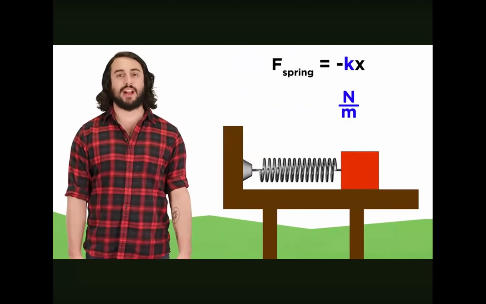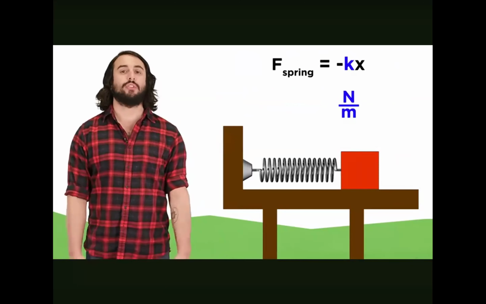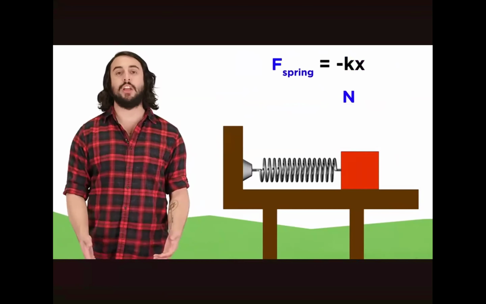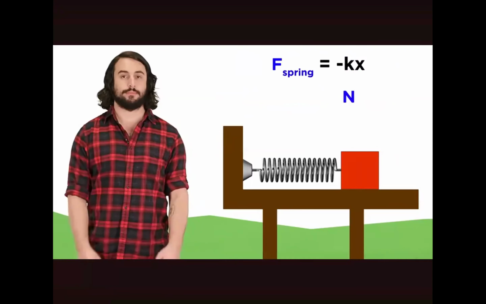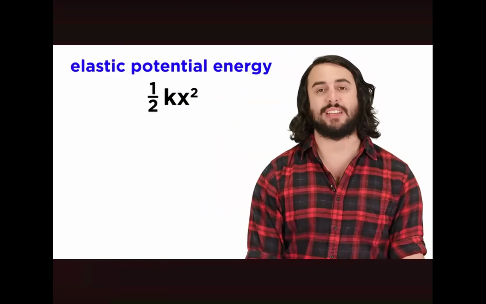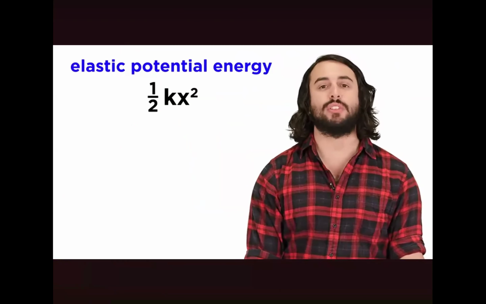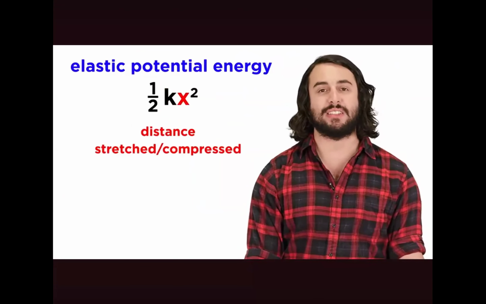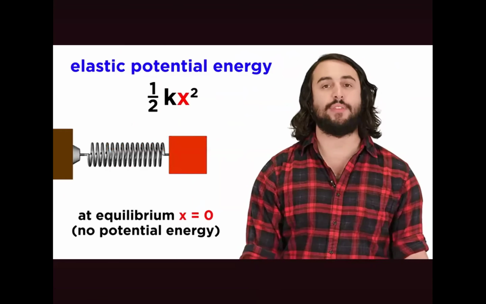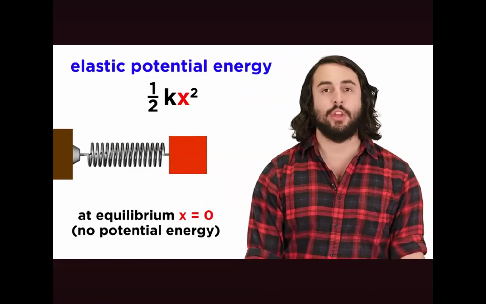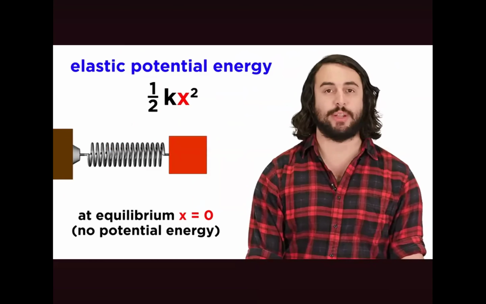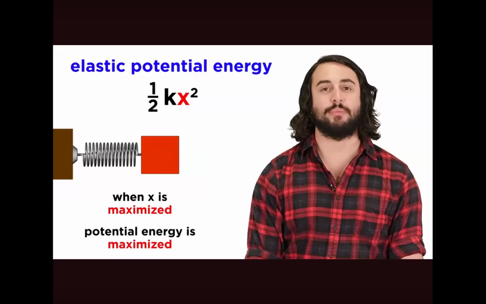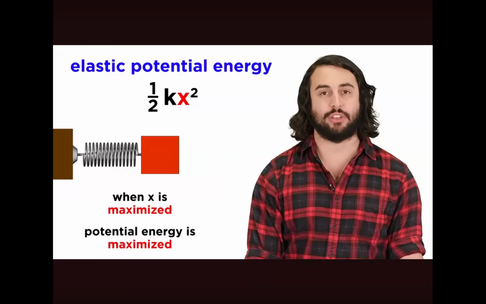The units on a spring constant will be newtons per meter, so that when you multiply by some distance x, you get the force that must be applied to compress that spring that far. Let's also note that the elastic potential energy of a spring will be equal to 1/2 kx squared, where k is the spring constant and x is the distance it is stretched or compressed. At equilibrium, the distance is 0, so it has 0 elastic potential energy, and the maximum elastic potential energy will occur at the maximum distance from this point on either side of the oscillation.